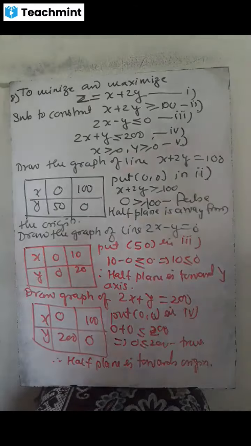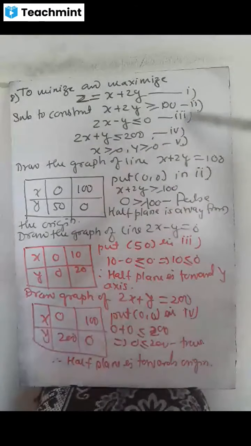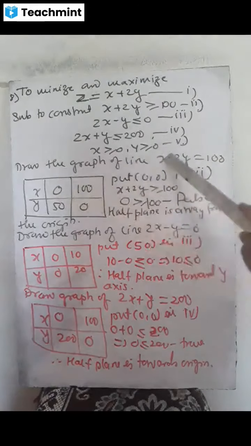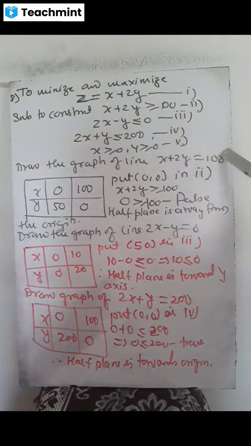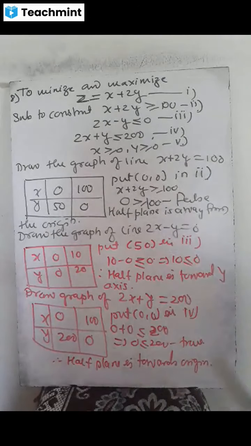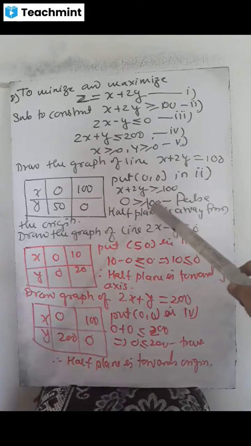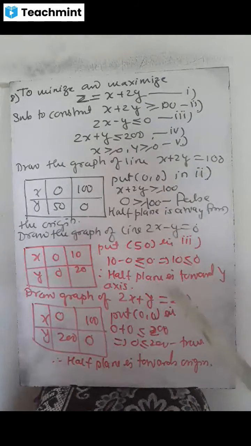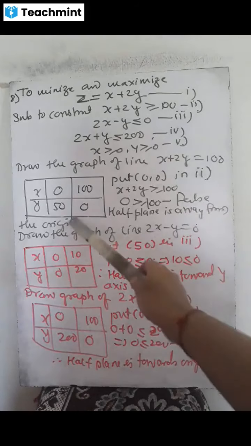First of all, we will draw the graph for the first line, x plus 2y equal to 100. When I put x equal to 0, 2y equals 100, so y is 50. When I put x equal to 100, y will be 0. Now putting 0, 0 in equation number 1, we get 0 is greater than 100. This is false. So in that case, the half plane is away from the origin.